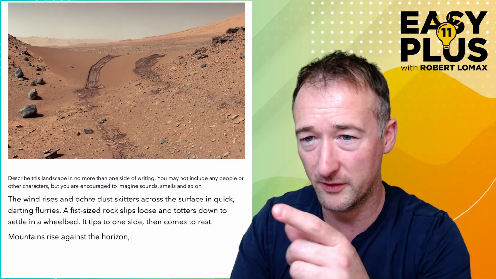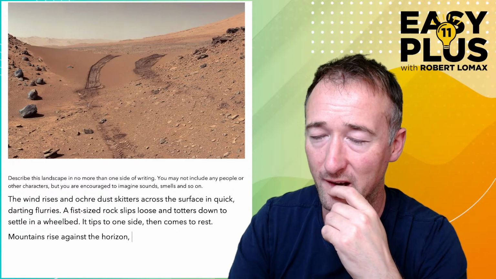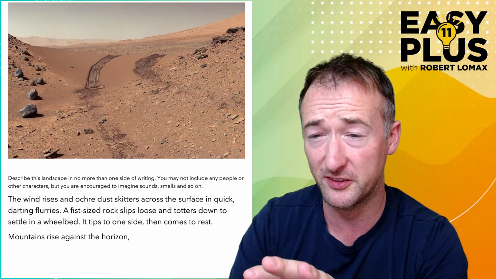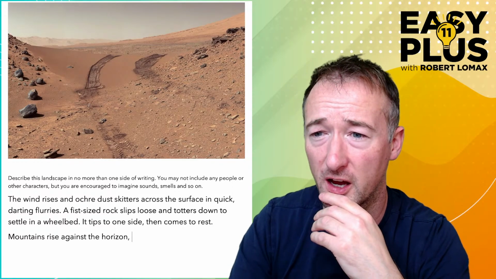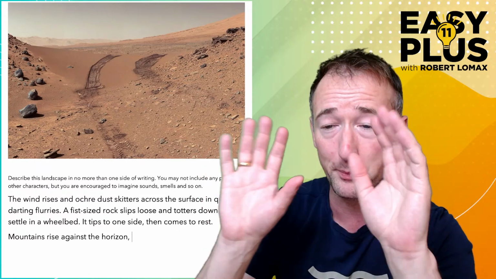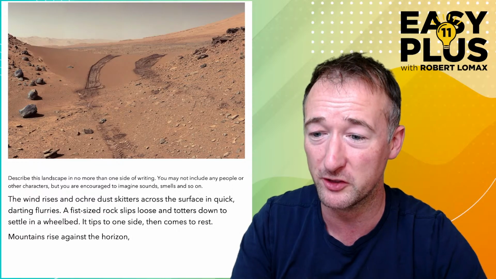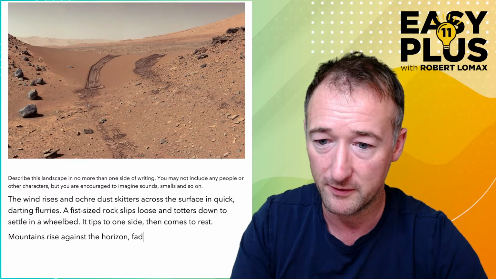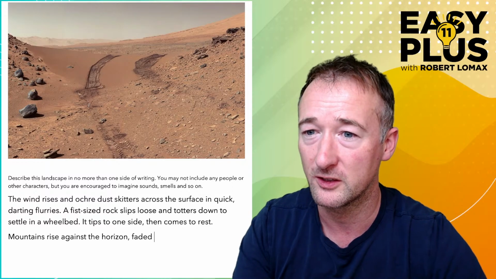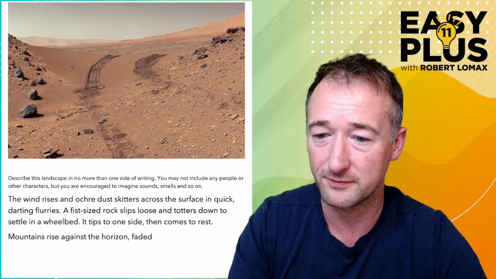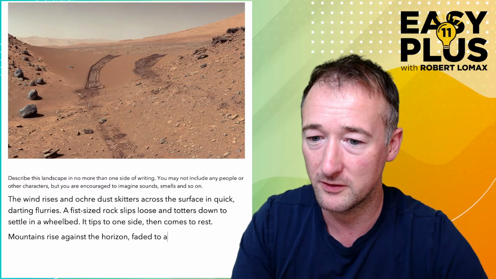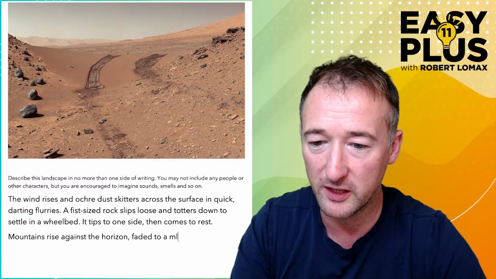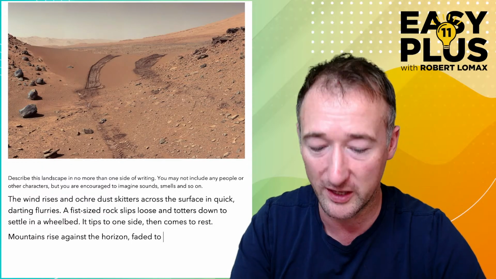Faded. So what's happening here? The mountains are kind of halfway between the colour of the rest of the landscape and the colour of the sky, aren't they? The dust kind of blends them, makes them a mixture of the two. Mountains rise against the horizon, faded to a... They're kind of milky, don't they? Faded to milkiness.